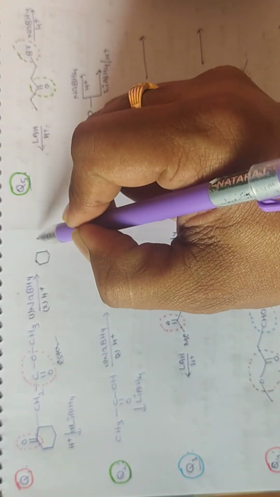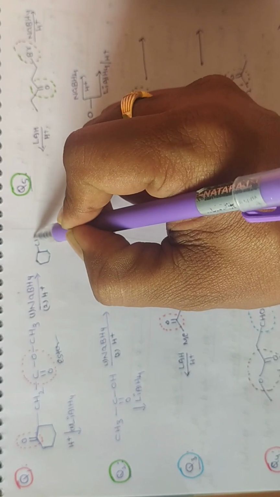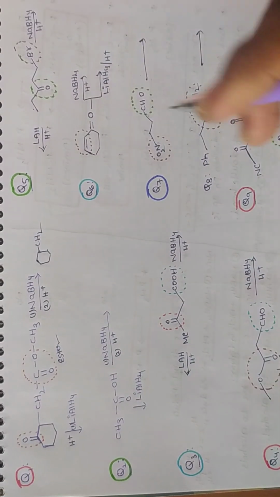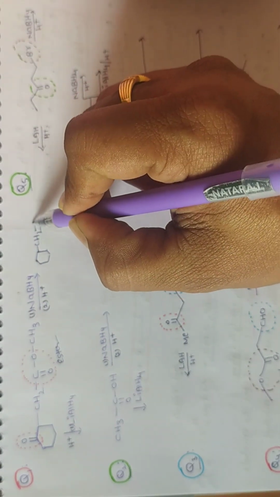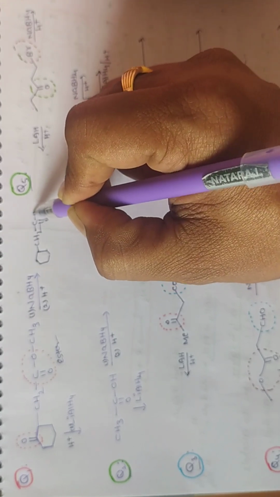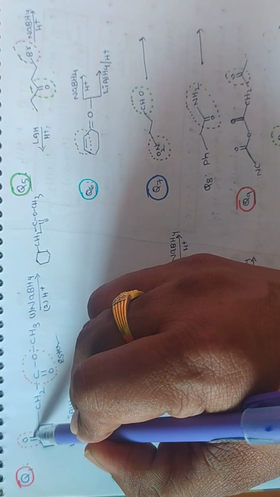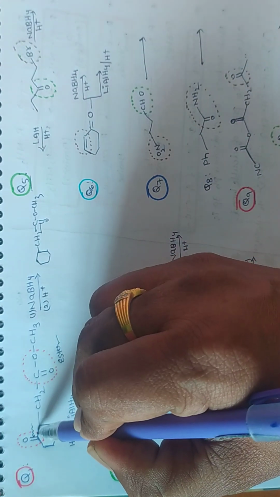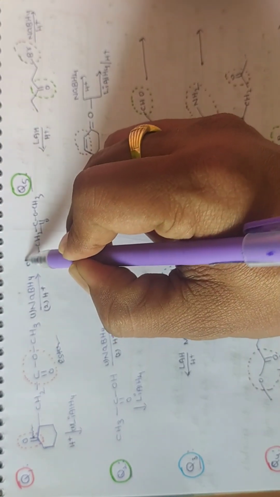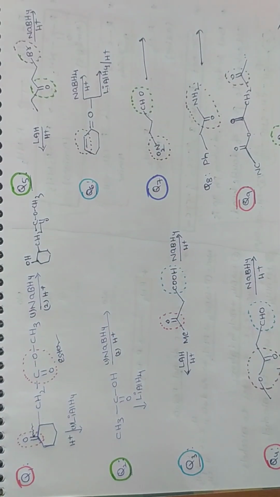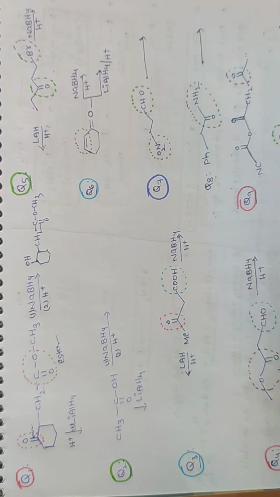It cannot reduce esters. So therefore the ester functional group we write as it is. Now for the ketone functional group, just break the bond, as we discussed yesterday: here H, here OH. Addition of hydrogens. Okay, now we are going to get this one.